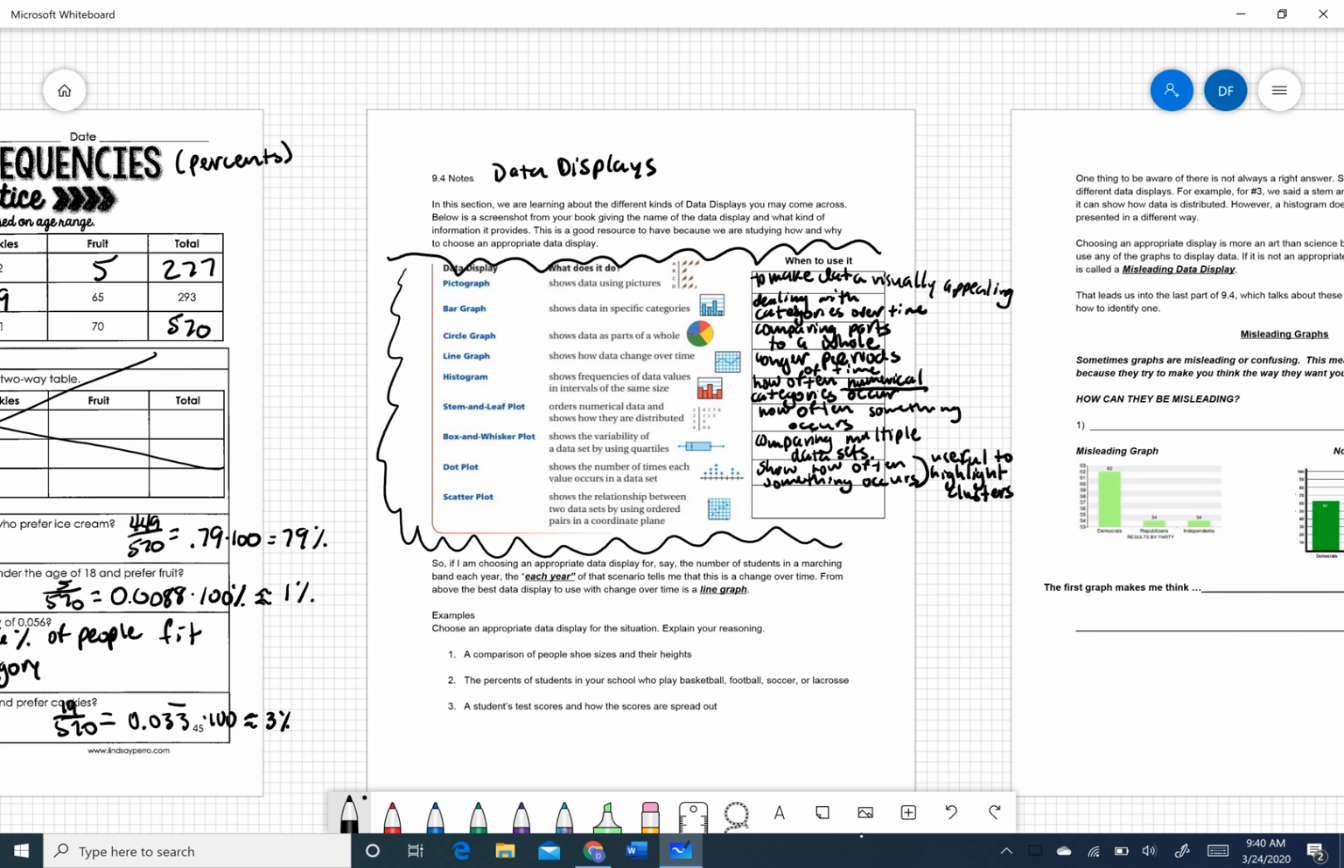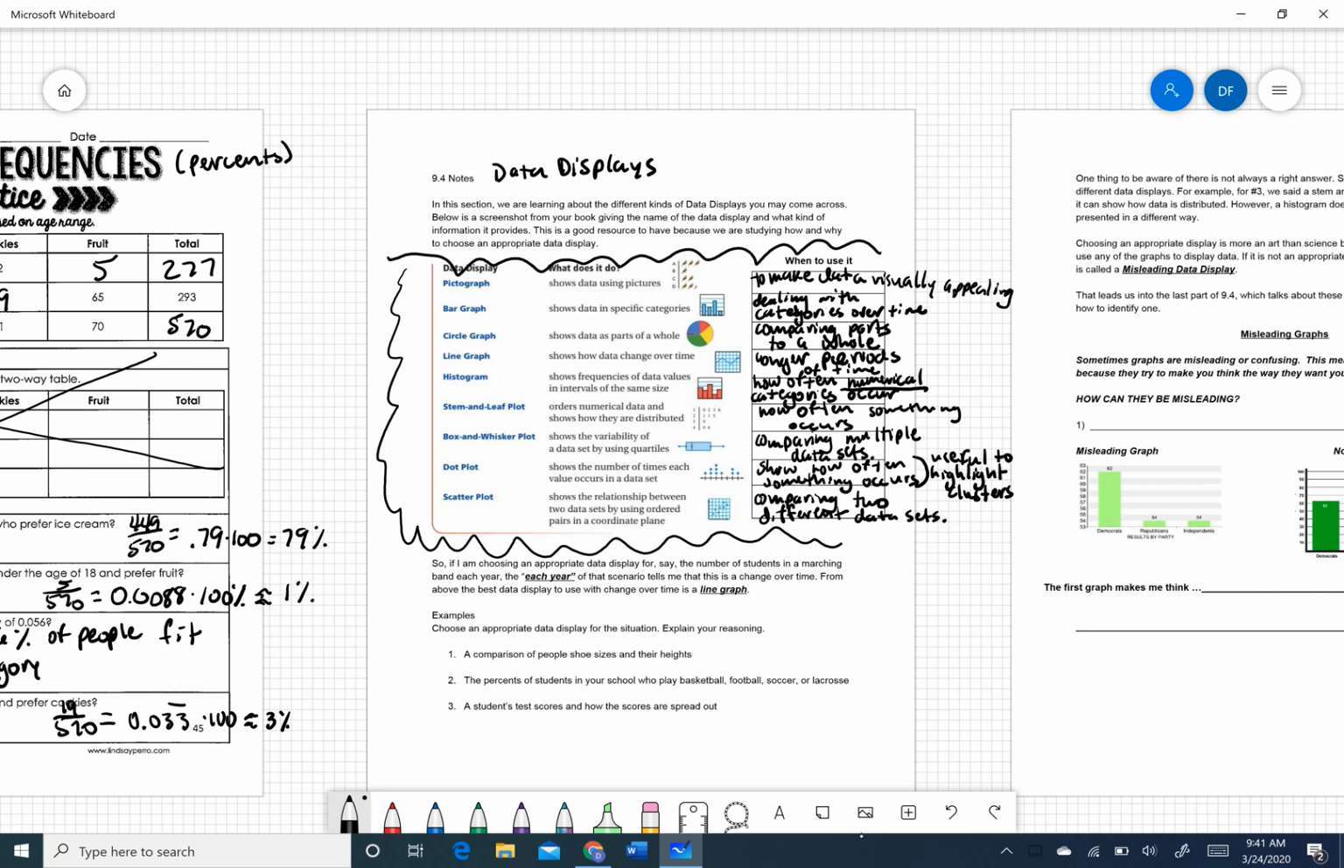Okay. And so lastly, a scatter plot. This shows the relationship between two data sets by using ordered pairs in a coordinate plane. And so we talked in detail last week about scatter plots and trend lines and things like that. And so this is basically just when we're comparing two different data sets, right? That's how we know that we're going to use this. So we're comparing two different data sets.